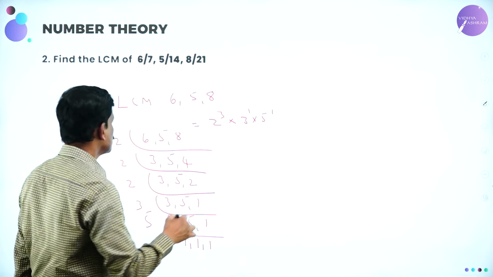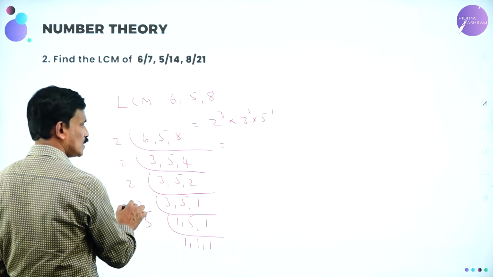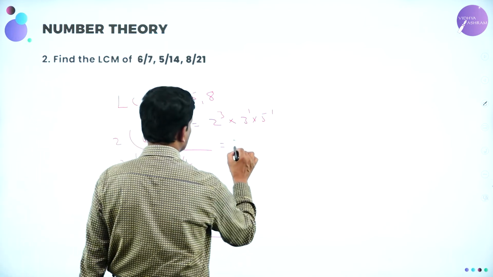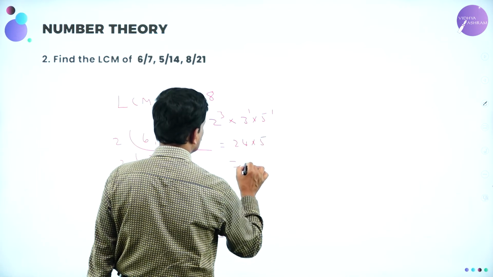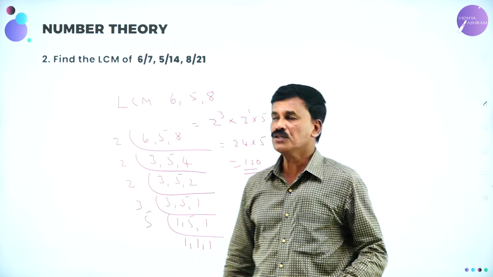The LCM of this is equal to, multiply this, that's it. 2 2s are 4, 4 2s are 8, 8 3s are 24, 24 into 5 is equal to 120. 120 is the LCM in the numerator. Okay. And find out the HCF.